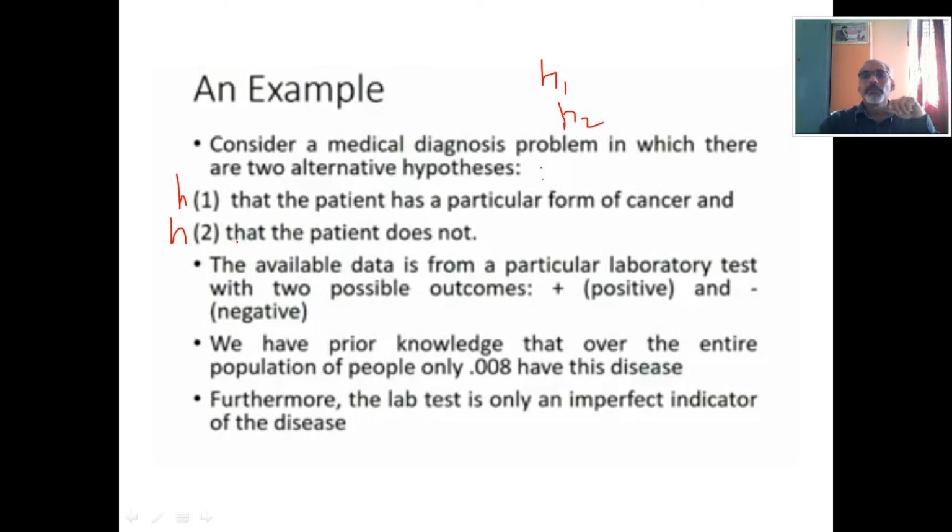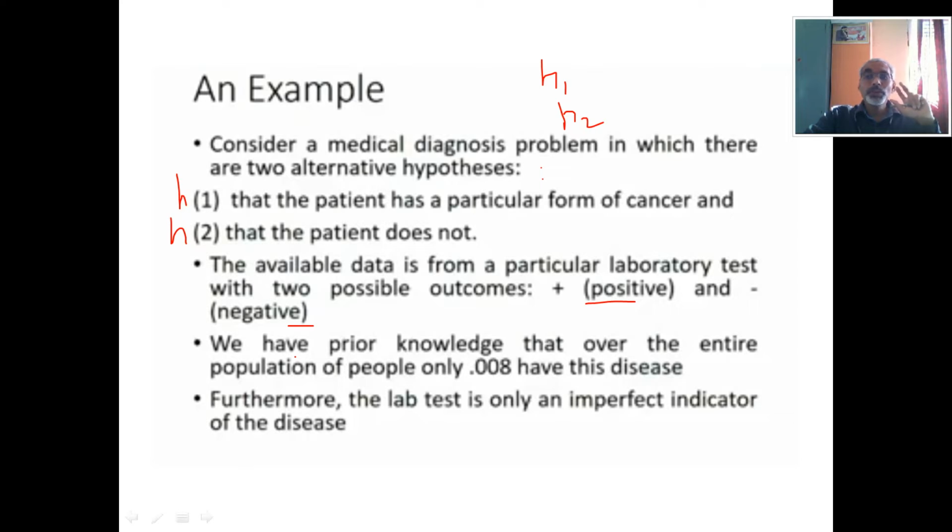Now we have some available data with us. What is the data available for us? The available data is from a particular lab test. There is a lab where they are going to conduct some test on the patients, and that lab test gives two outcomes. So only two possible results the lab is going to give. One is positive, the other one is negative, right? I think you are very clear that positive means the patient is suffering from cancer. If the result comes negative, he is not suffering from cancer. This is the available data.